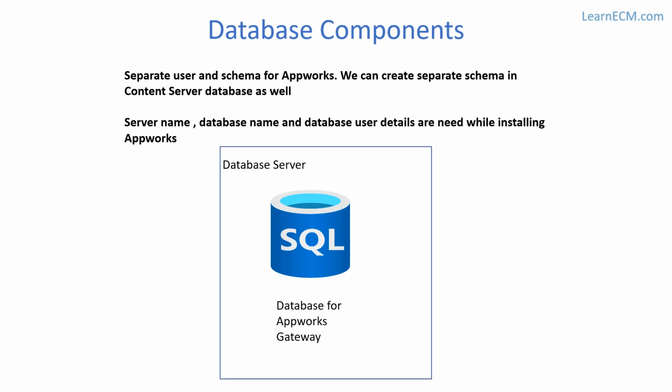Now we need a database. When we install AppWorks, it creates its own tables, so for that we need a separate schema. We need a separate user and a schema, where the user will be the owner of this particular schema for AppWorks. We can create a separate schema in the content server database as well, or we can even use a separate database altogether. Before installing, we will need a server name, database name, and the database user details that we are going to use for our AppWorks gateway installation. This is the third major component that we need to consider for our architecture.